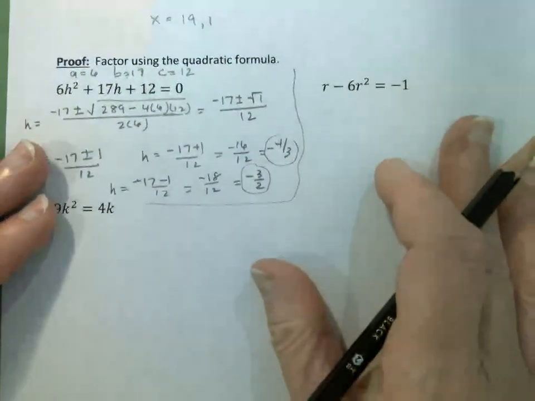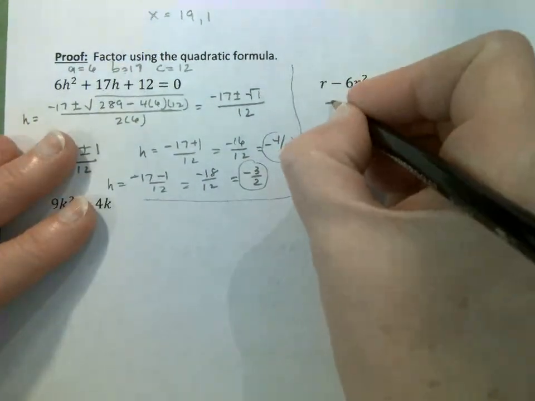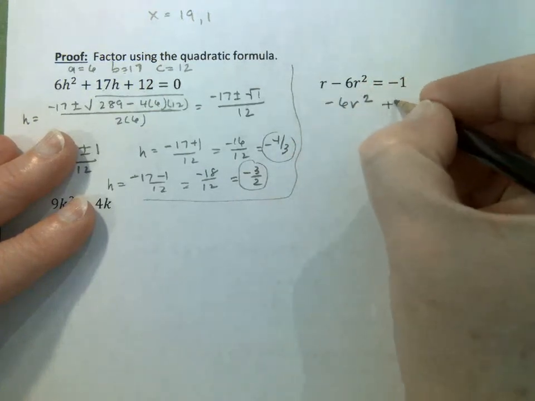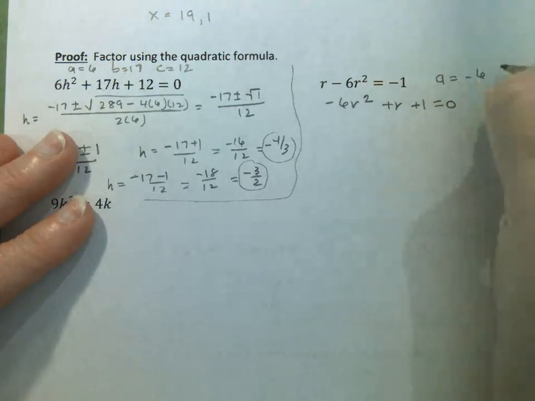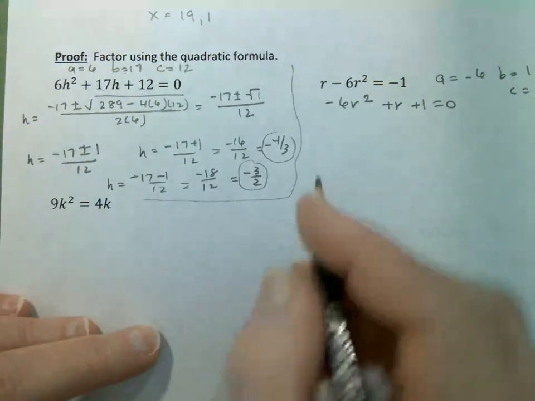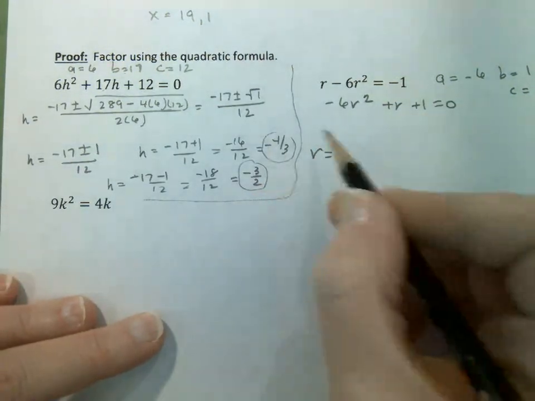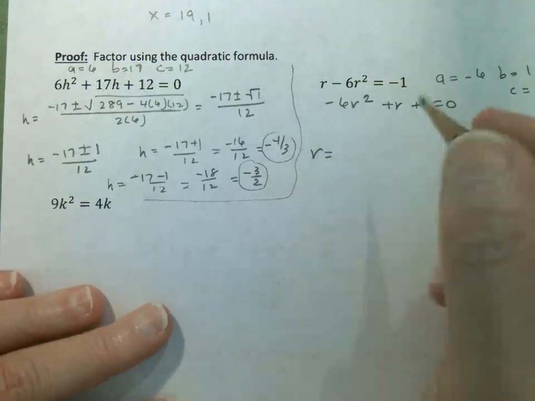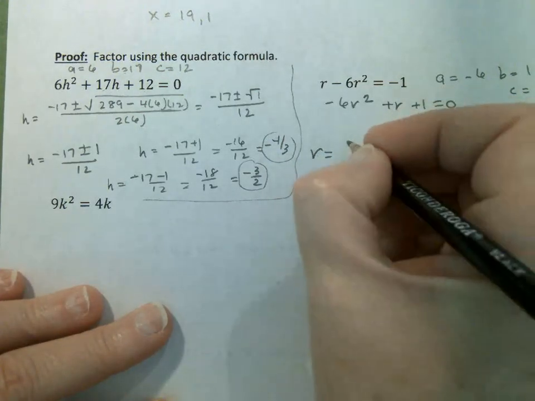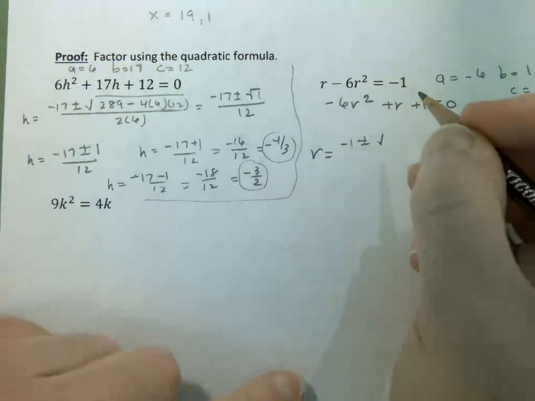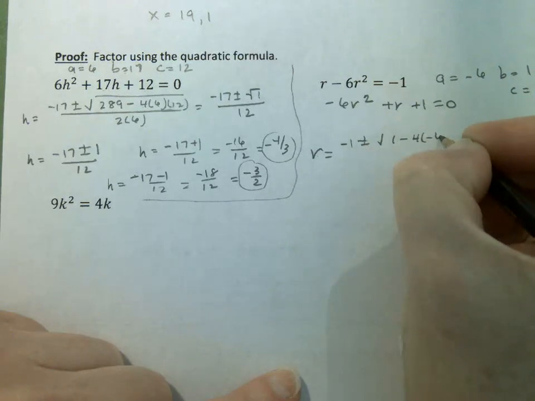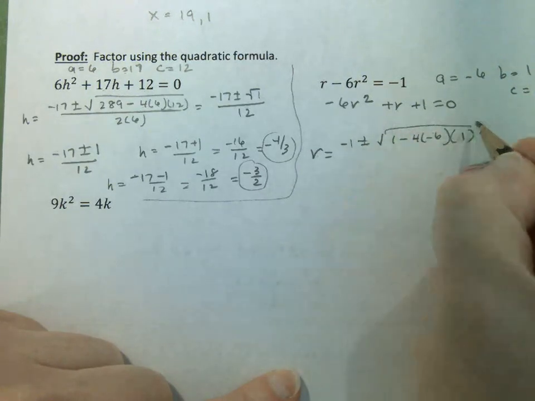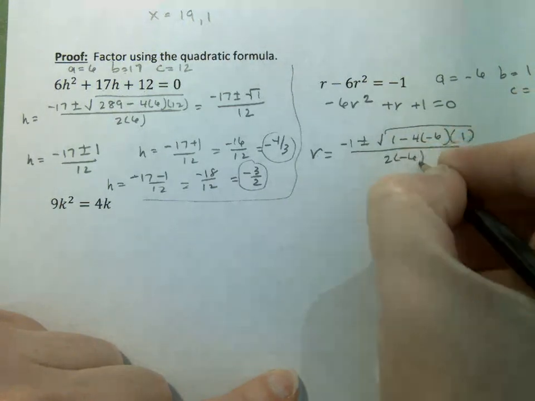I need to put it in standard form first. So it's going to be negative 6r squared plus r. I bring the 1 over, so it becomes plus 1 equals 0. So a is equal to negative 6, b is equal to 1, and c is equal to 1. Okay, plug them in. And r is just interchangeable with x. It's just whatever your variable is. So the opposite of 1 is negative 1, plus or minus the square root of B squared, which is just going to be 1, minus 4 times a times c, all over 2 times a.